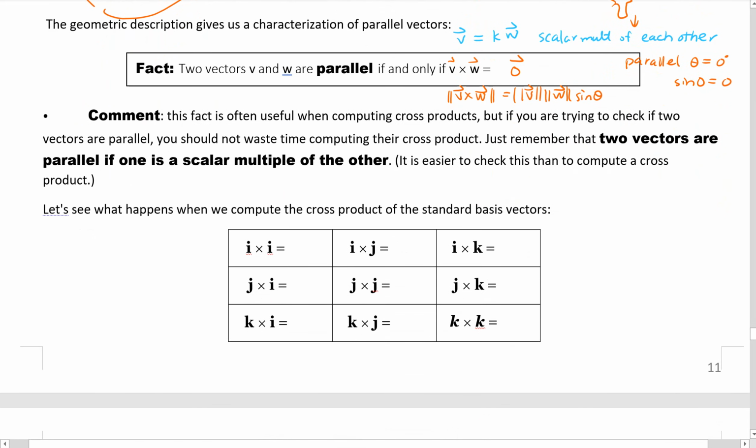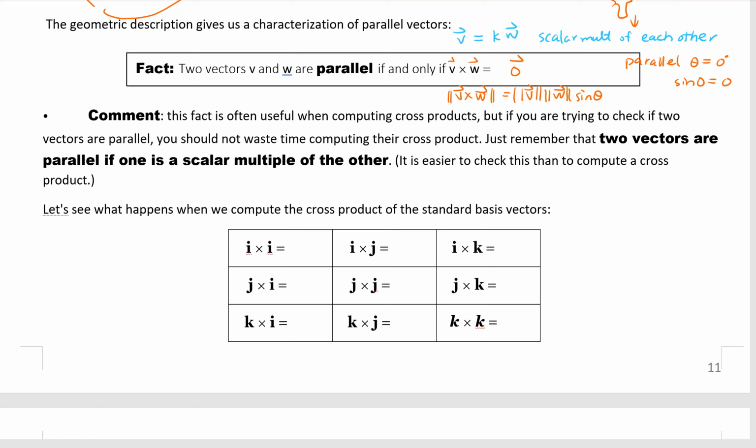This fact is often useful when computing cross products, but if you're trying to check if two vectors are parallel, you should not waste time computing their cross products. Just remember, two vectors are parallel if one is a scalar multiple of the other. It is easier to check this than computing a cross product.